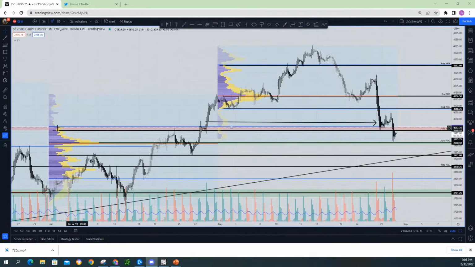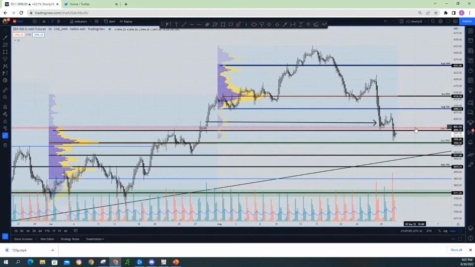Accumulation? Yeah, it could be, but if these people reclaim 40-20, what do you think is going to happen? Retest August value area low. Exactly. So then we know where you're headed, and there's no bias.